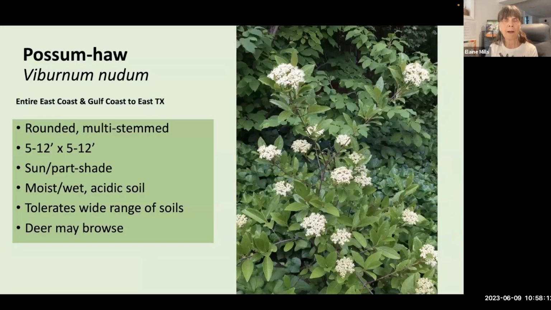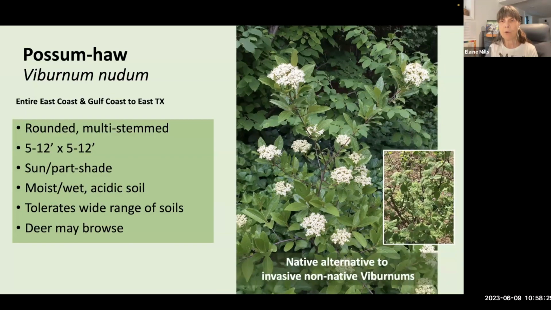Possum haw, Viburnum nudum, is the third of the 3 viburnum species I'm introducing today. It is another one of the multi-stemmed shrubs with a somewhat rounded habit, 5 to 12 feet in height, growing in sun to part shade. It could be a great native alternative to invasive non-native viburnums. These would be the tea viburnum, the linden, the double file, or the Seabold viburnums.